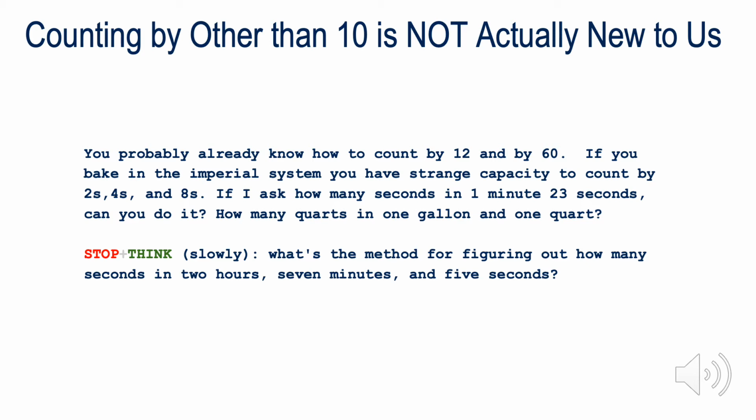If you bake in the imperial system, you have the strange capacity to count by 2s and 4s and 8s and use all different kinds of words for numbers. If I ask you how many seconds are in 1 minute and 23 seconds, can you do it? How many quarts are in 1 gallon and 1 quart? Okay, so stop and think. What's the method that you use for figuring out how many seconds are in 2 hours, 7 minutes, and 5 seconds? Take a moment to think about that and write down what method you would use.